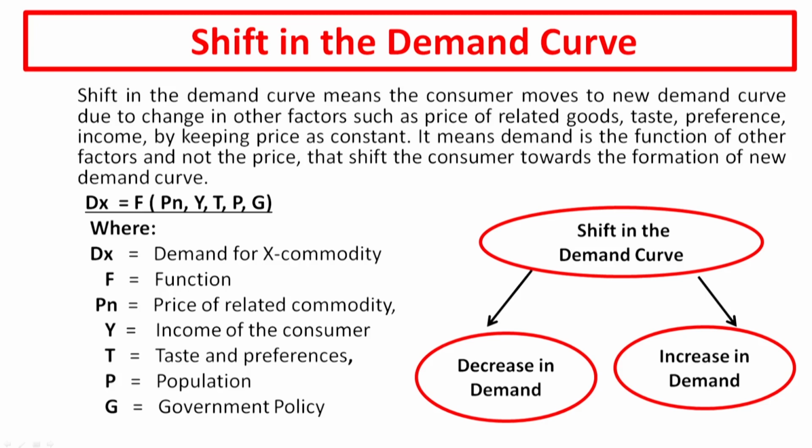Moving further, the shift in the demand curve. Shift in the demand curve means the consumer moves to a new demand curve due to change in other factors. This is very important. Here we will be talking about other factors, not price, such as price of related goods, taste, preference, income. By keeping price constant, it means demand is a function of the other factors and not the price. This is very important, not the price, that shifts the consumer towards the formation of a new demand curve. So demand for X commodity is a function of price of related commodity, income of the consumer, taste and preferences, population, government policies. The shift in the demand curve can be represented as decrease in demand or increase in the demand, which we are going to discuss.